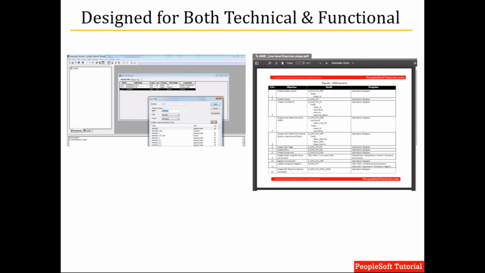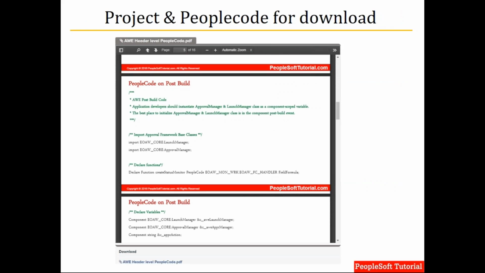So this training is designed for both technical and functional. As I mentioned, you will have step-by-step direction of how to create a component or any other PeopleSoft objects. And we will provide you with the guides. We will provide you with the PeopleCode, so you don't have to write anything. We'll give you the PeopleCode. Simply copy paste that PeopleCode in your project, and then you are able to set up your first approval framework.